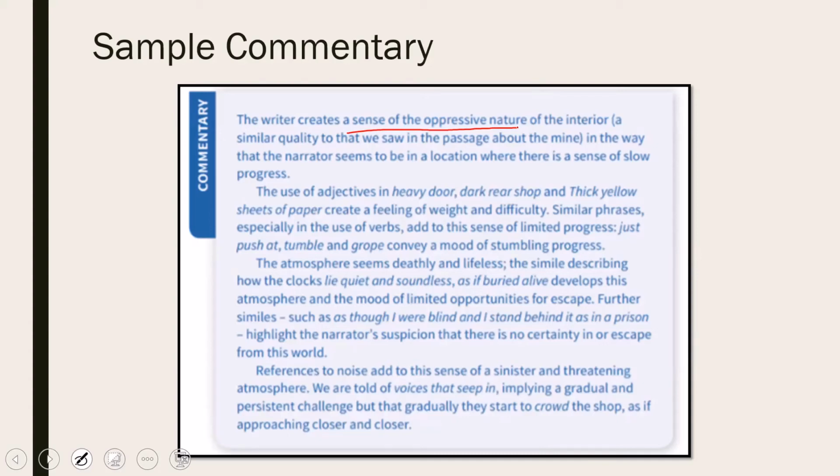Do you know what oppression is? Thing you have to do forcefully. So when we recall the whole paragraphs, we understand that clocks were behaving the same way. The writer creates a sense of oppressive nature of the interior in the way that the narrator seems to be in a location where there is a sense of slow progress going on. Did we feel the same? Was there slow progress? Yes, definitely. One by one, the writer was describing the things resting on the floor, and then looking at the wall, one wall, second wall. This means slow pace, slow progress. It means that you are stuck inside.